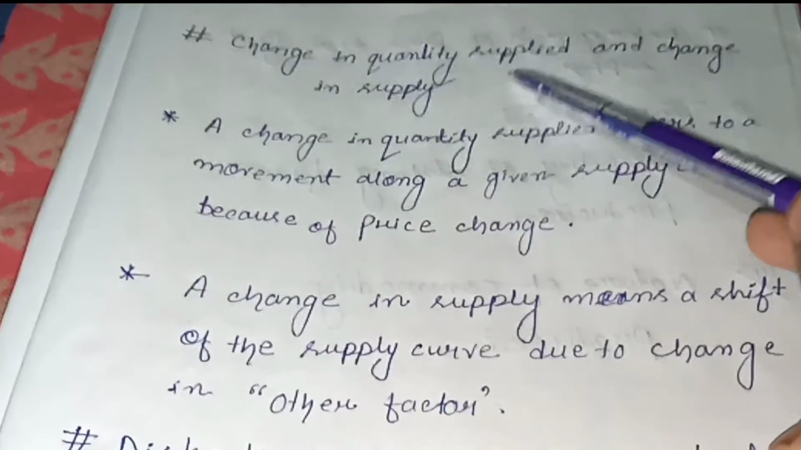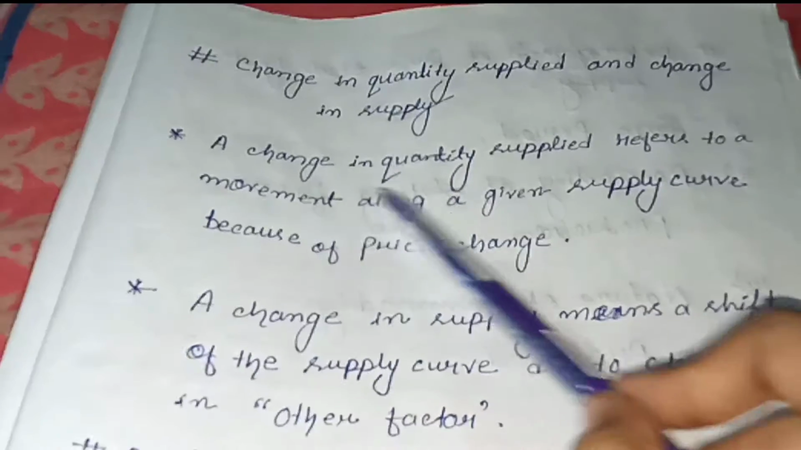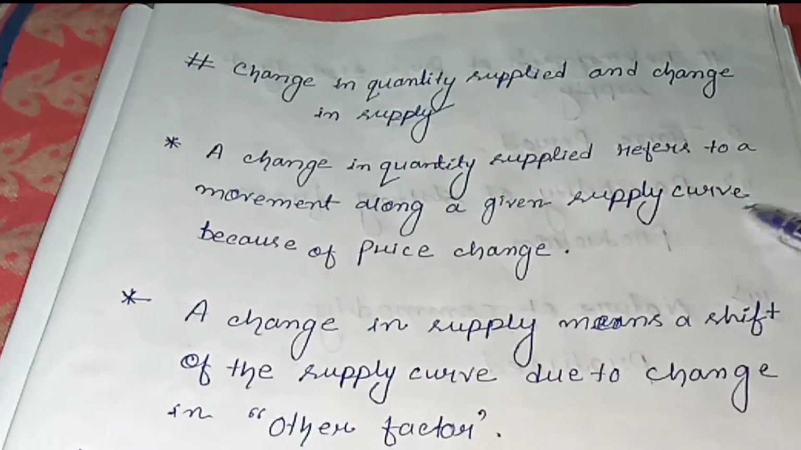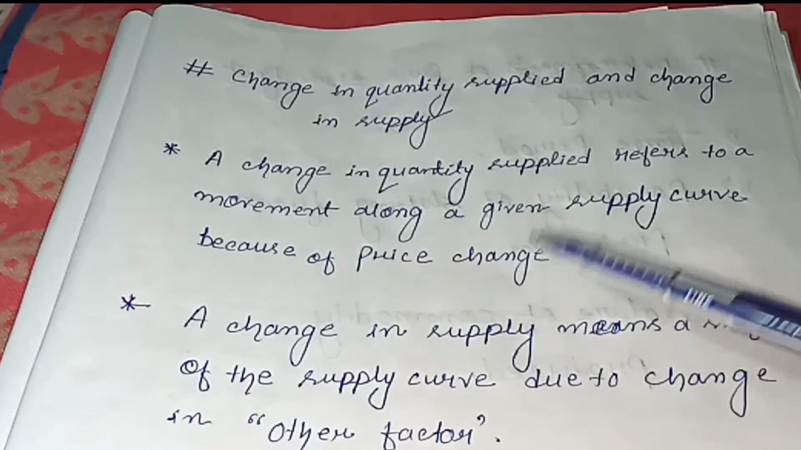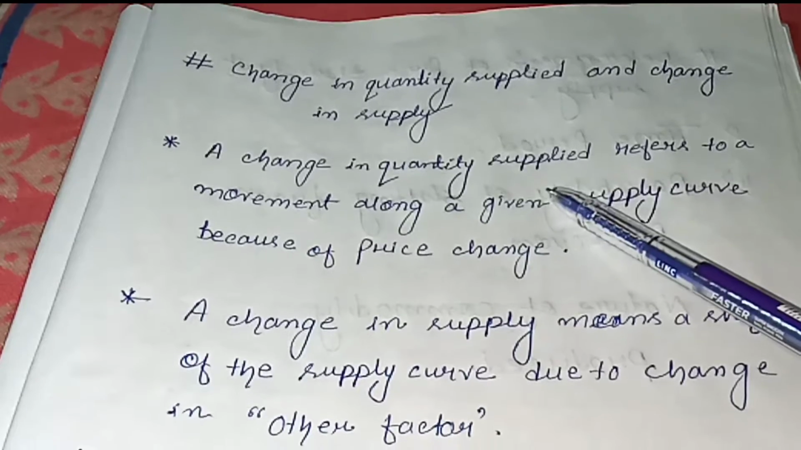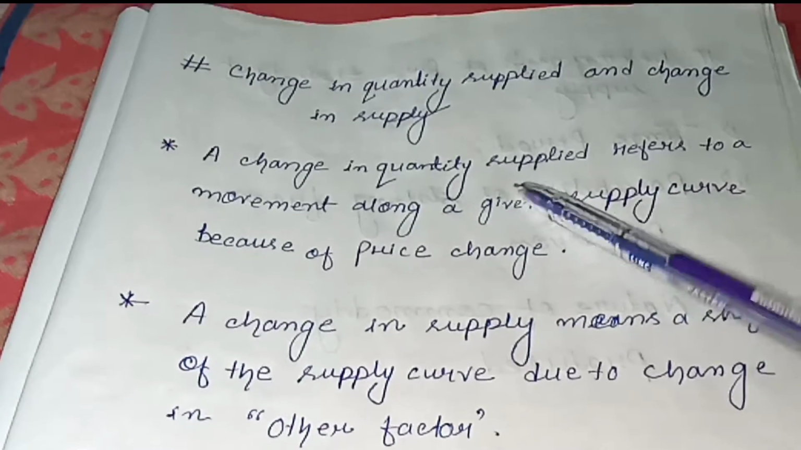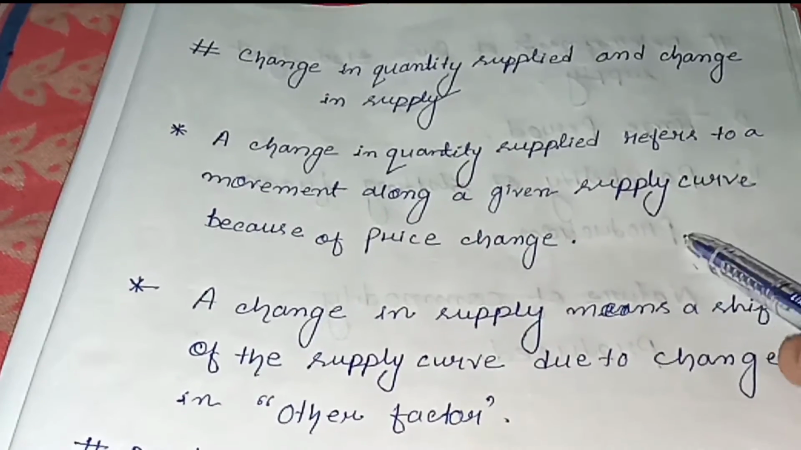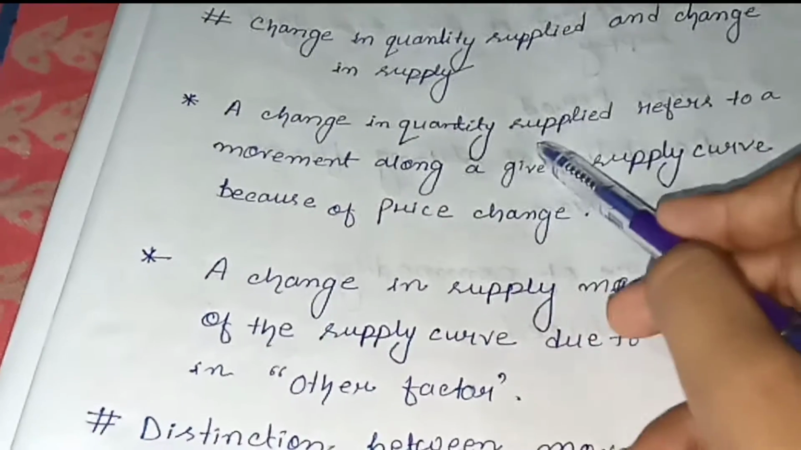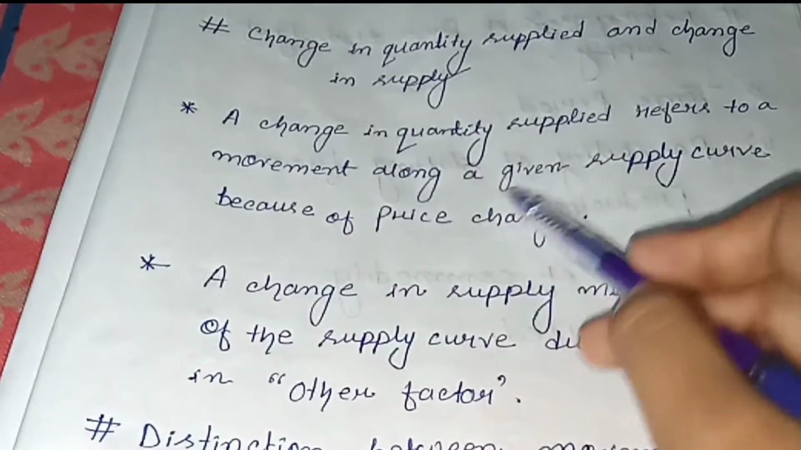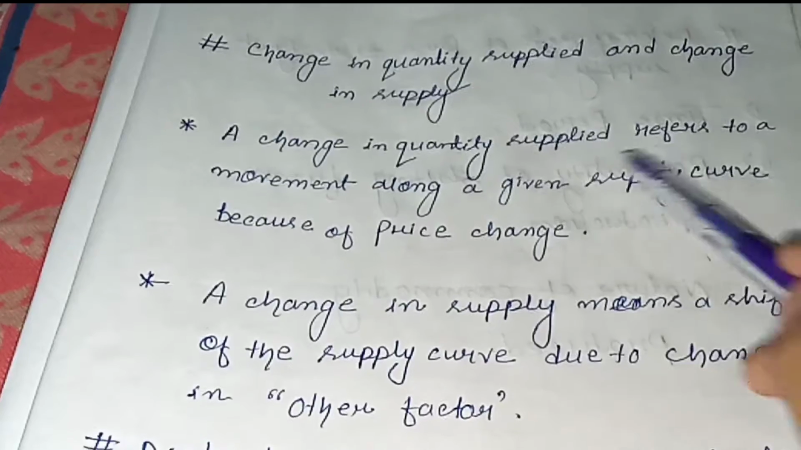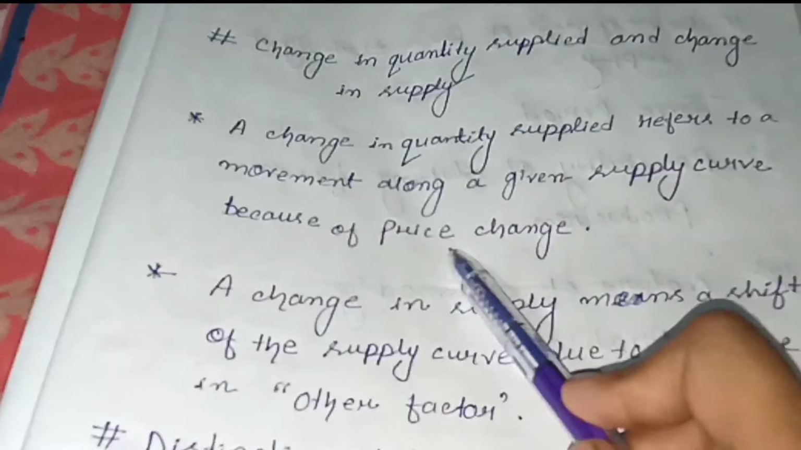And what is change in quantity supplied? A change in quantity supplied refers to a movement along a given supply curve because of a price change. Only a price change will change the quantity supplied. Change in quantity supplied is also known as movement along the supply curve.